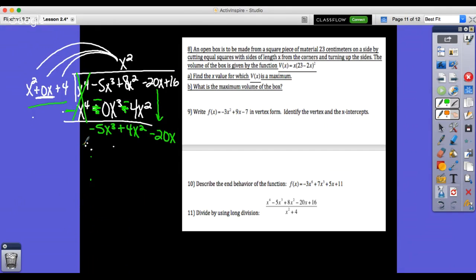Negative 5x. Okay. Good. And then you multiply that by that down there. So negative 5x cubed, and then minus 20x cubed or squared. Wait, this is where I'm getting confused. So same thing. We go 1, but we got to go to the 0x squared, right? And then the 4.